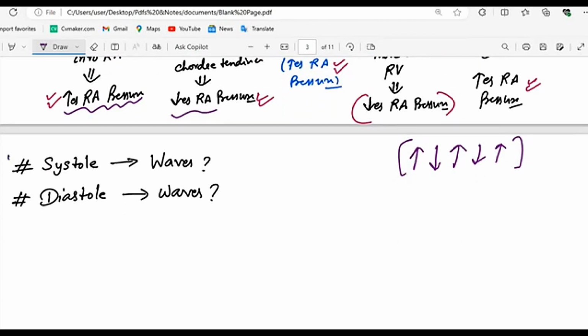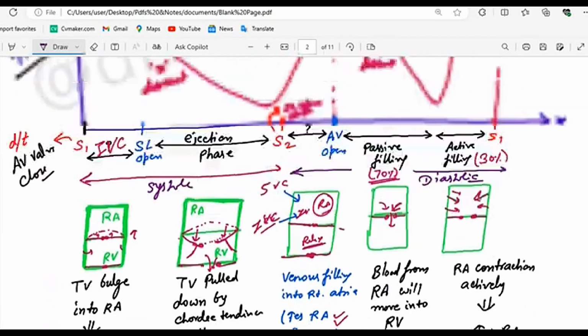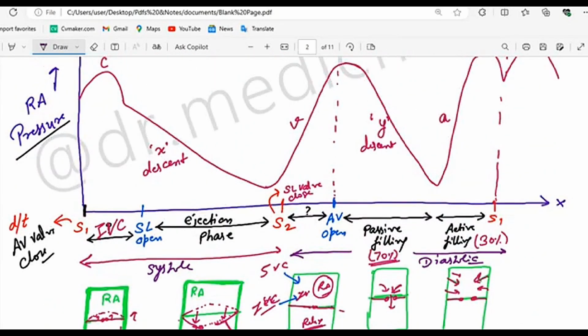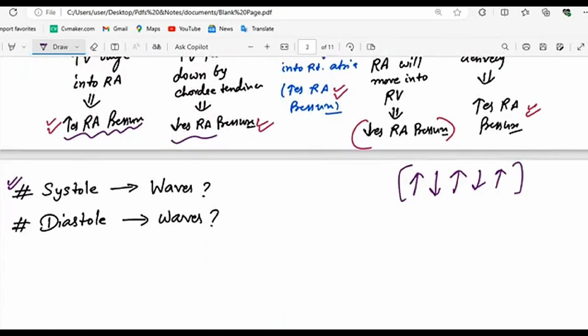After that you have to remember systole. When we talk about systole, there will be waves, and in diastole also there will be waves. So let's see what waves are seen in the systolic phase. There is a C wave and X descent. C wave you can remember as IVC, isovolumetric contraction. C means contraction, so the C wave will be there.